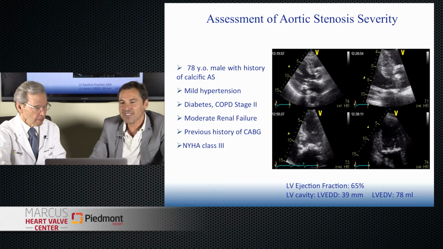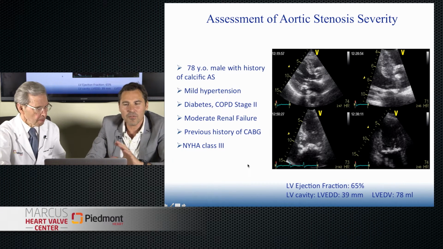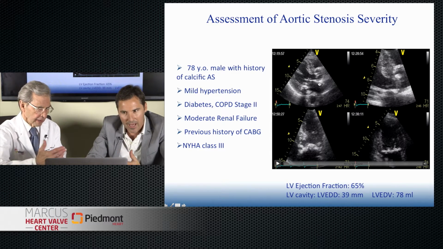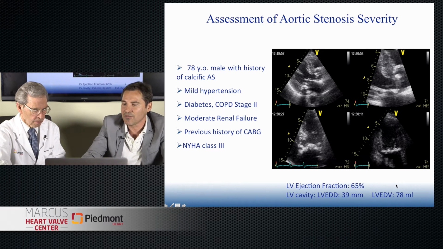So maybe this is a case. The movie doesn't work, but anyway, that's okay. If you just have a look at the patient, it's a lady, 78 years, with a history of calcific AS, hypertension, some risk factors, previous CABG and NYHA class 3. You can see hypertrophy. There's some LVH, calcium on the valve, calcium on the mitral. So it looks like severe AS.